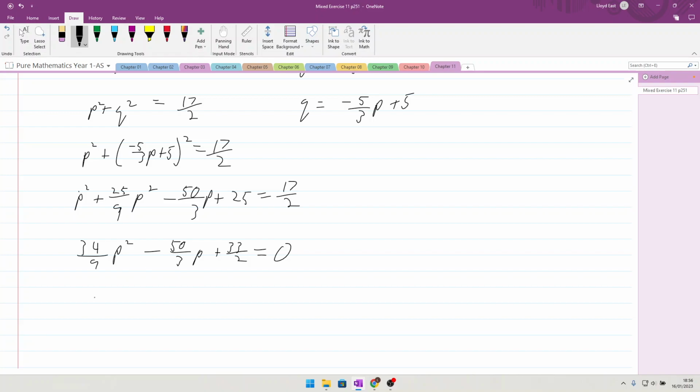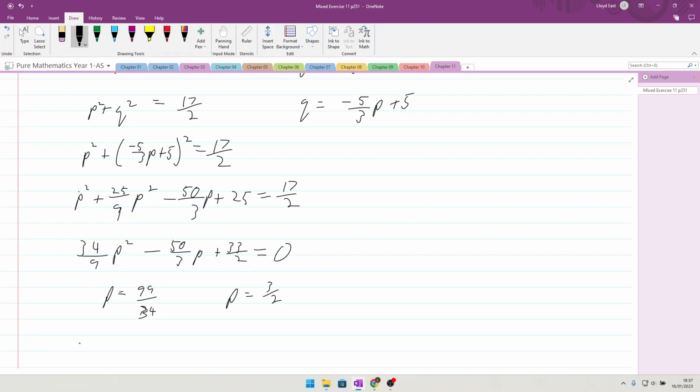Okay, so going into a quadratic solver, or polynomial solver, we have 34 divided by 9 for that one, minus 50 divided by 3 for this one, and 33 divided by 2 for that one, and so we are told that p can equal 99 over 34 and also 3 over 2. Coming back up here, we've got a q value which we can substitute in.